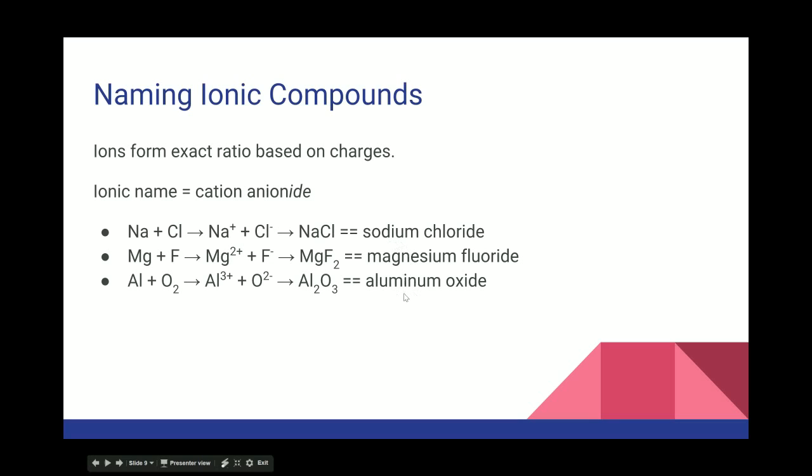You have the cation first, so the positive ion, the metal, followed by the anion, so that's the non-metal, the negative ion, and then you drop the ending of the anion and replace it with -ide. So chlorine becomes chloride, fluorine, fluoride, oxygen, oxide. Okay.